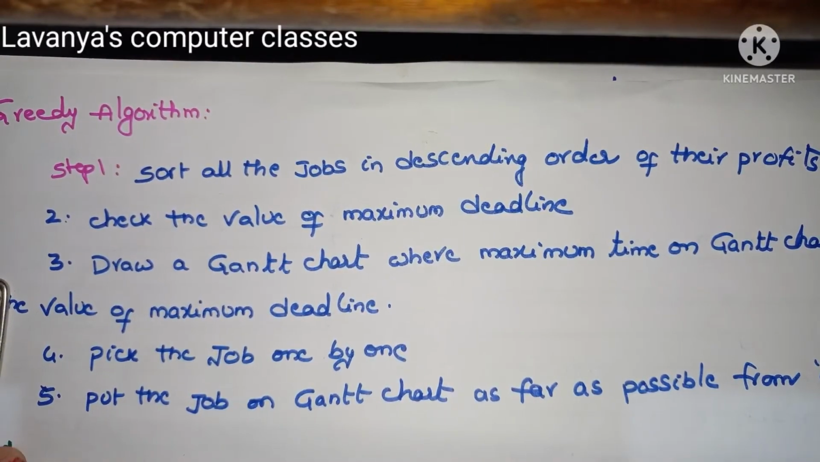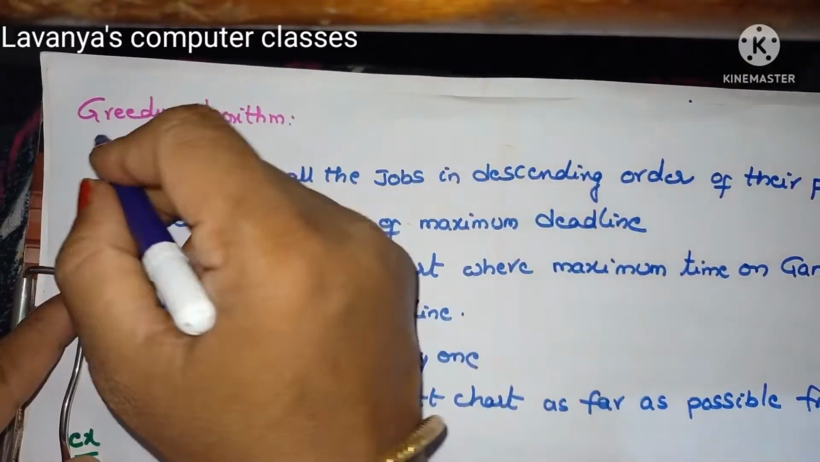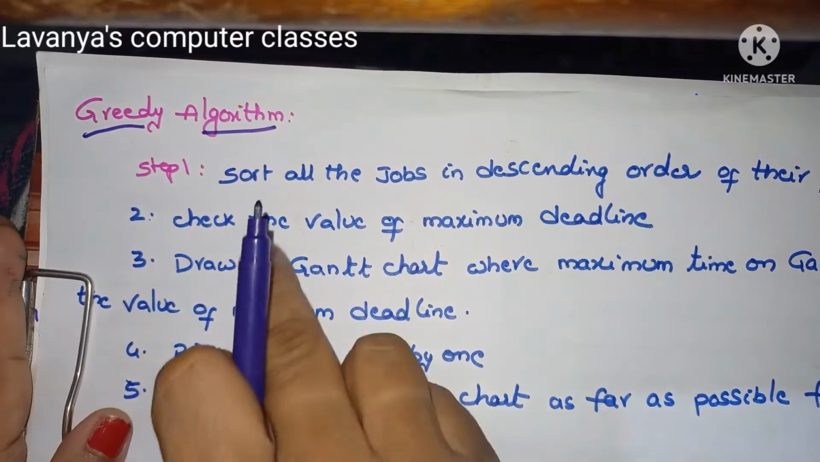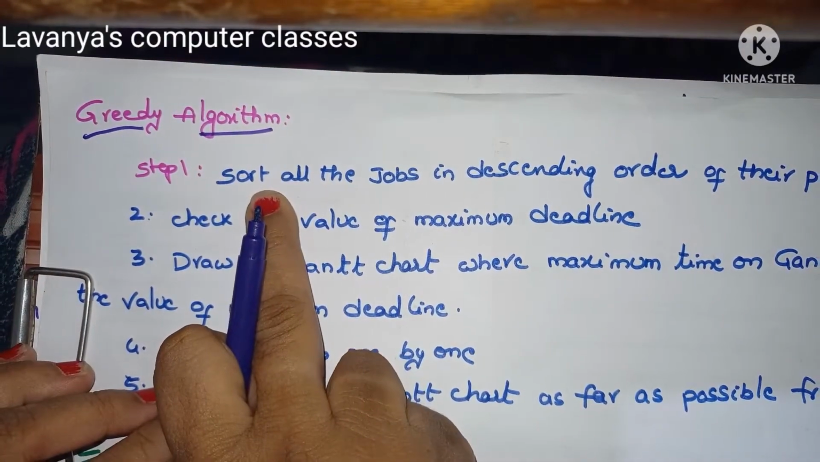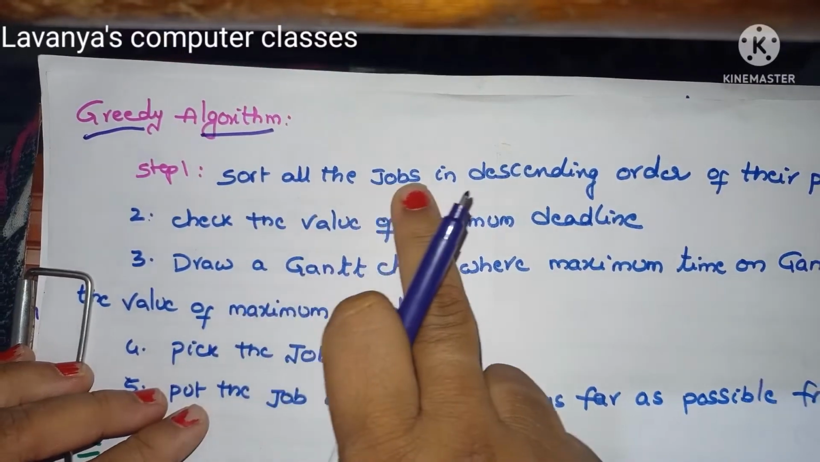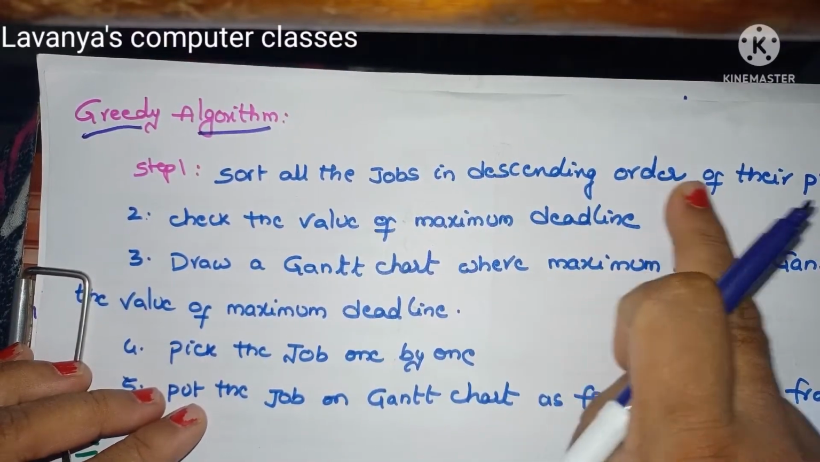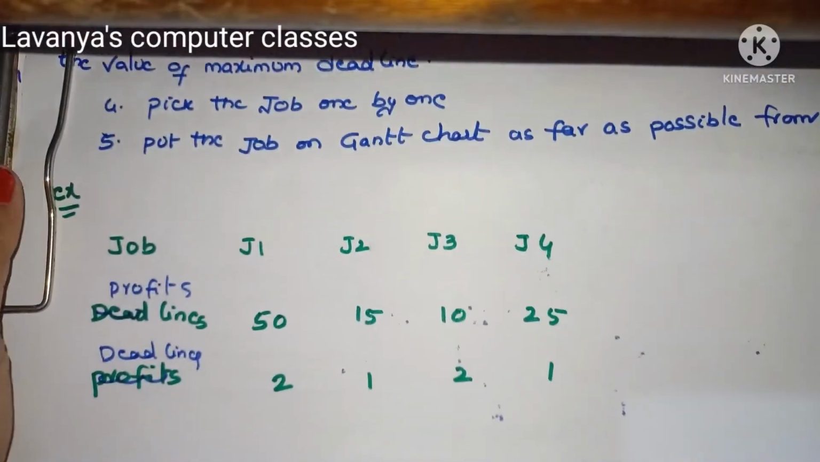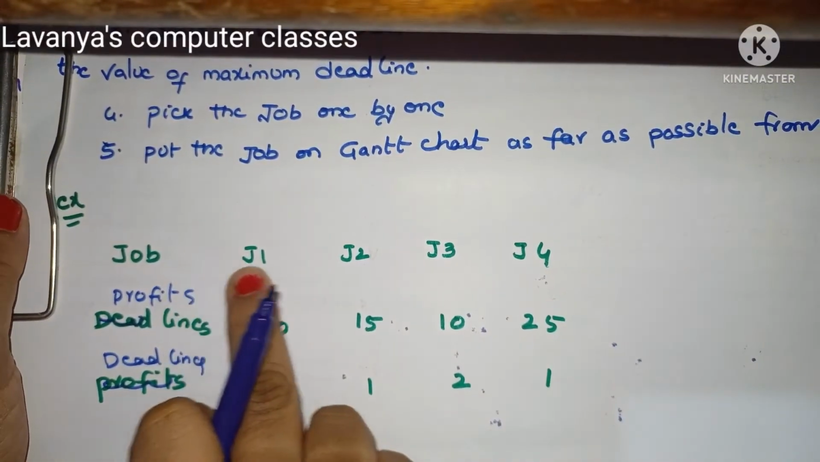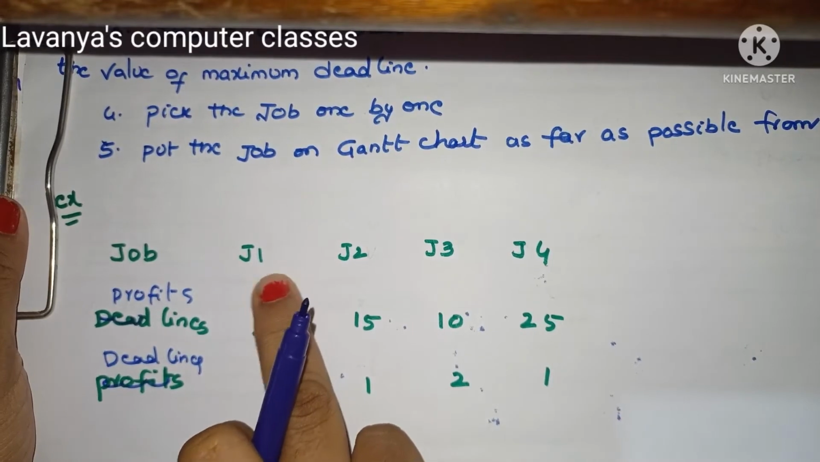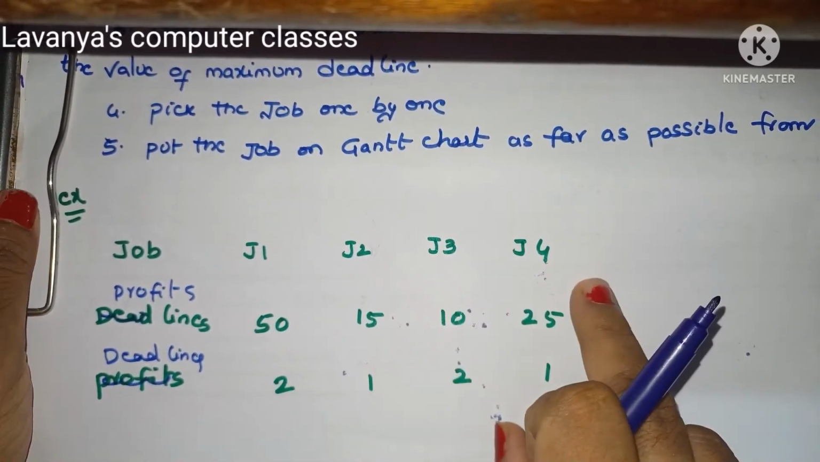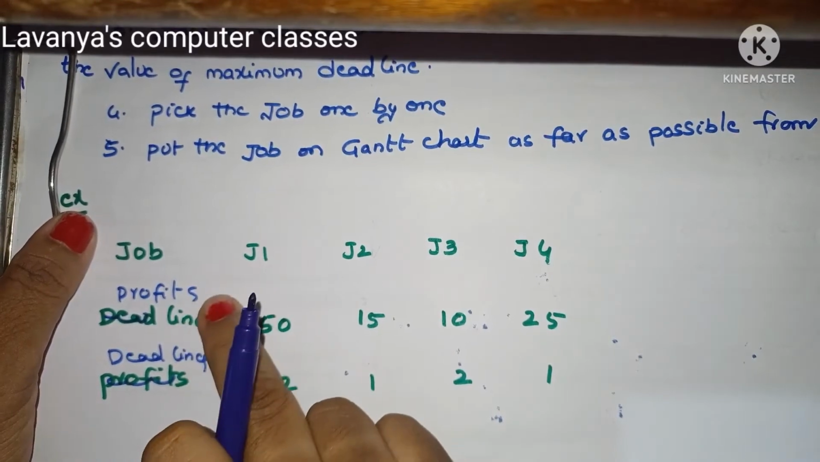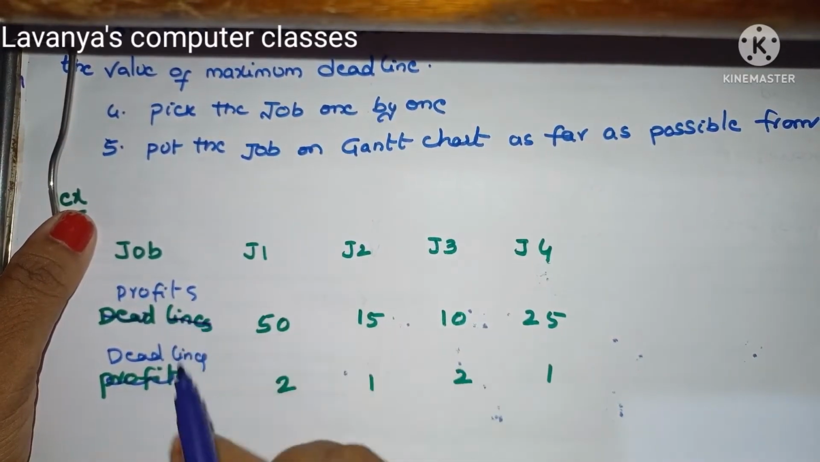Now we go for the greedy algorithm. I will explain how we complete it with an example also. Greedy algorithm, step 1: sort all the jobs in descending order of their profits. They give a number of jobs like this. This is the question. How many jobs are there? J1, J2, J3, J4. Four jobs are there. Each job has two parameters: one is the profit and the second one is the deadline.